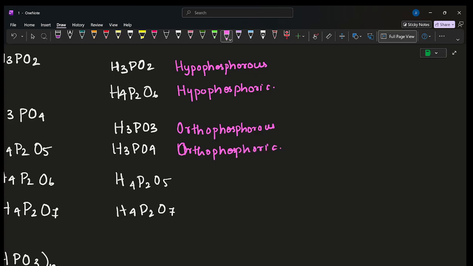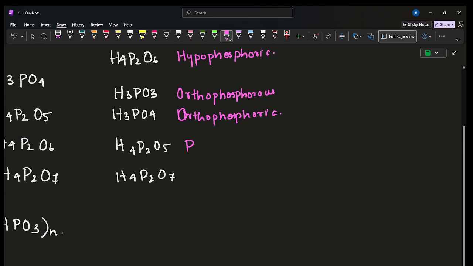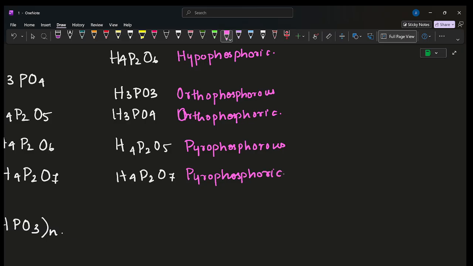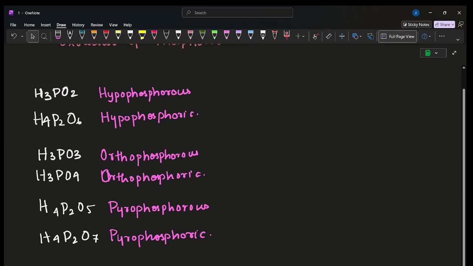And we have H4P2O5, which is pyrophosphorous, and H4P2O7, pyrophosphoric. So as you can see, simple, you just have to remember hypo, ortho, pyro. You have to remember which one has ous and which one has ic acid. That is how I've separated them into three different pairs.